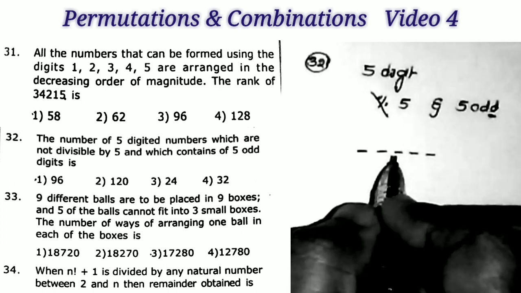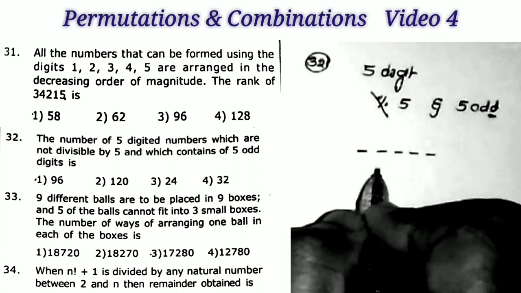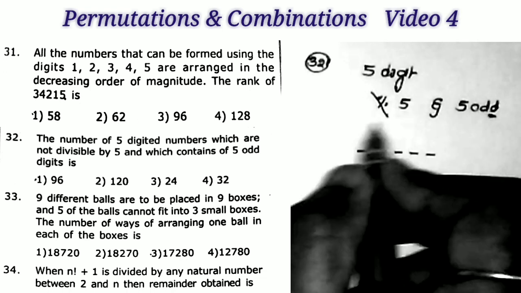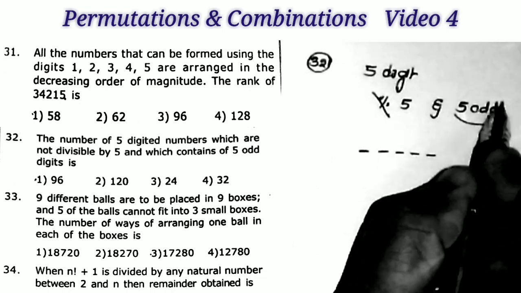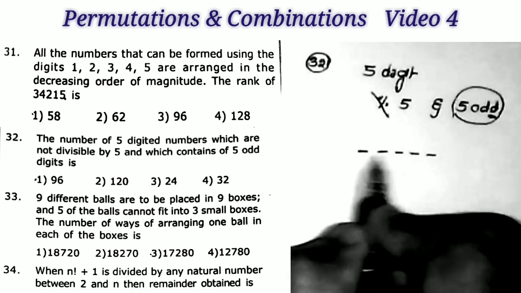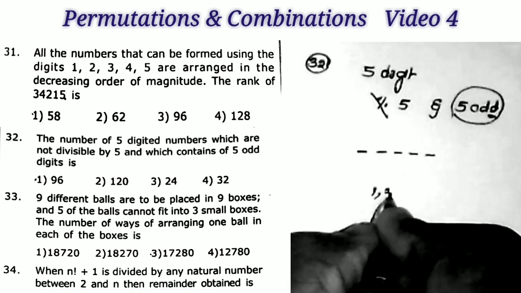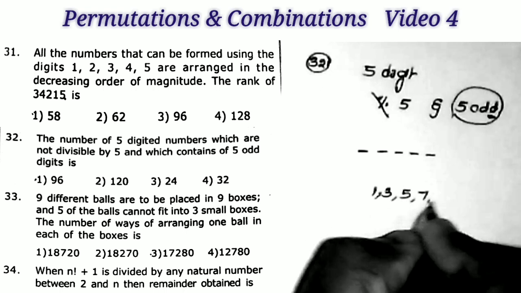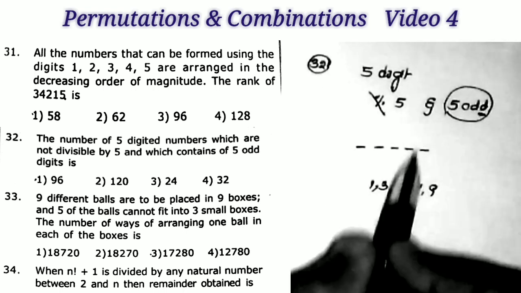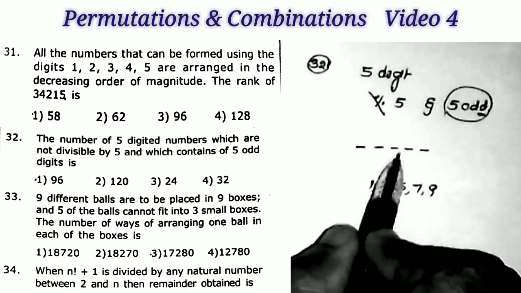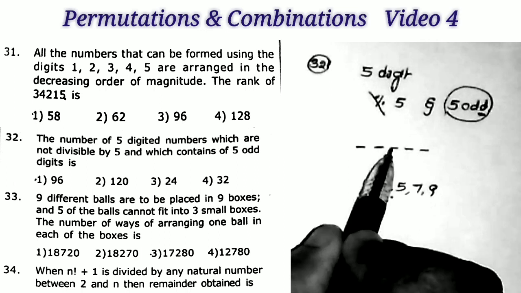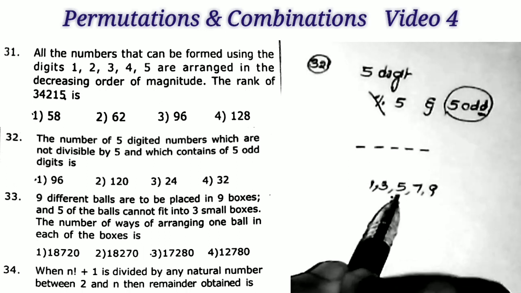And which contain 5 odd digits, that is here we have to fill all the blanks with only odd numbers. The number contains 5 odd digits. What are the odd digits? 1, 3, 5, 7, like that. We have to fill the 5 gaps with only odd numbers, that is the given condition. Okay, which contain only odd digits. We have to fill the complete 5 digits with odd numbers only.